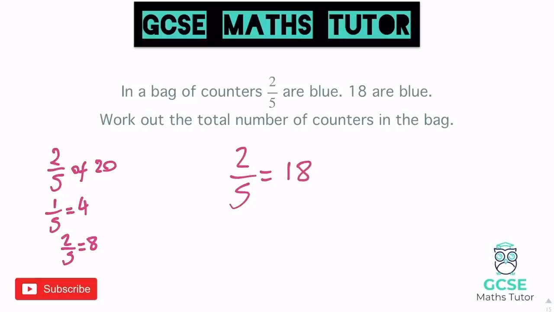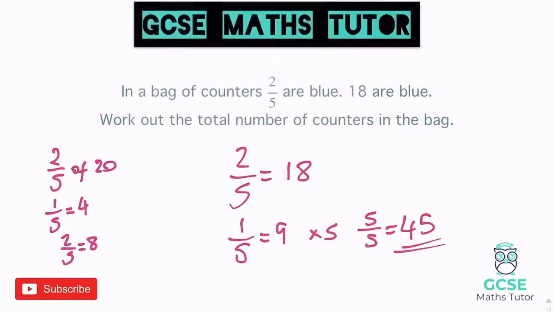So if I want to work out 1/5 in this scenario, I need to divide by the top this time, because that gives me 1/5, half of that. So 1/5 would be 9, and then to work out 5/5, the original amount, we could times that by 5. So times it by 5, and we would get 5/5 equaling 45 counters. There you go, so that's our scenario there. So slightly different the other way around, obviously, to working out a fraction of an amount. It says that that fraction is 18. So dividing it by 2 to get 1/5, and then timesing it by 5 to get the original amount.